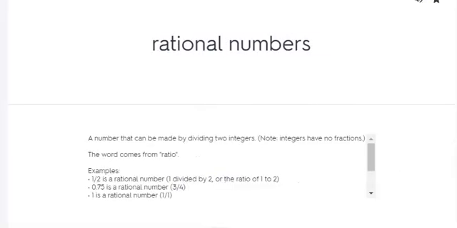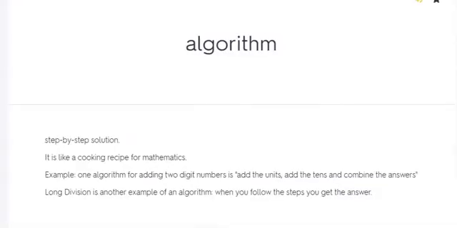Rational numbers. Algorithm: step-by-step solution. It is like a cooking recipe for mathematics. Example: one algorithm for adding 2-digit numbers is add the units, add the tens and combine the answers. Long division is another example of an algorithm. When you follow the steps you get the answer.